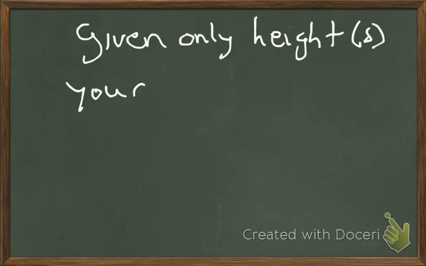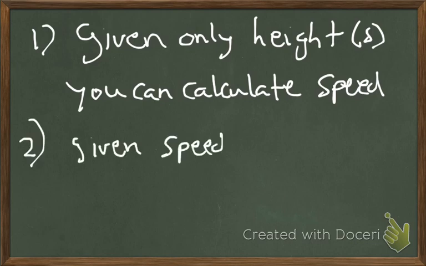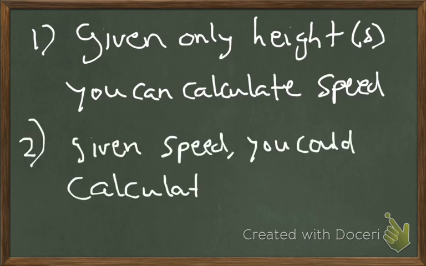So here's the takeaway. You can calculate different speeds given only heights. So in our case, we were only given the height at the first point and how fast it was moving there, and then we can calculate the speed at the very bottom. And then likewise, if you're given various speeds, you could calculate the height.